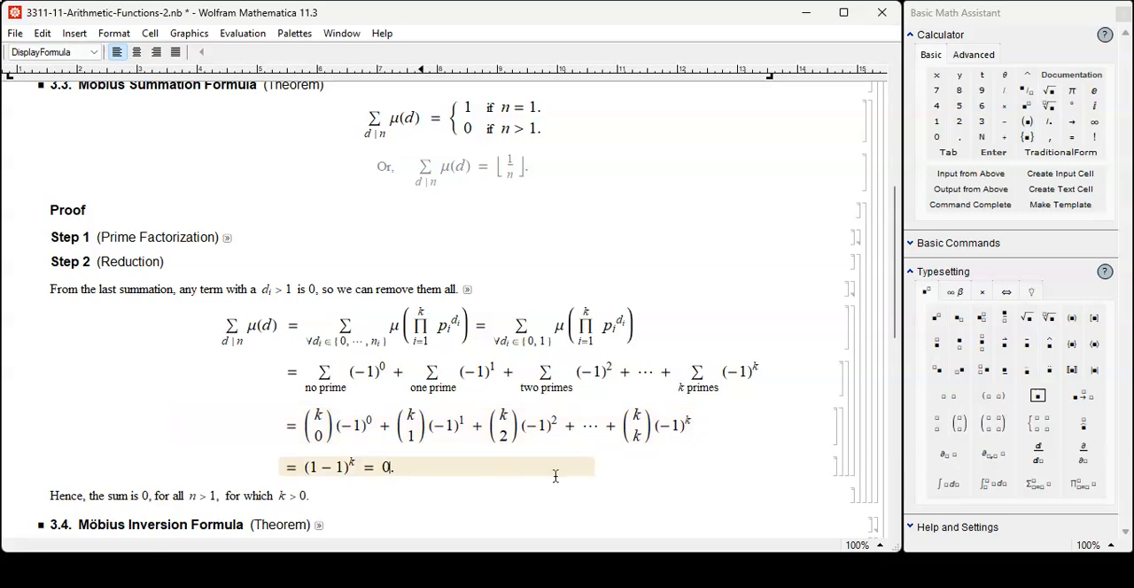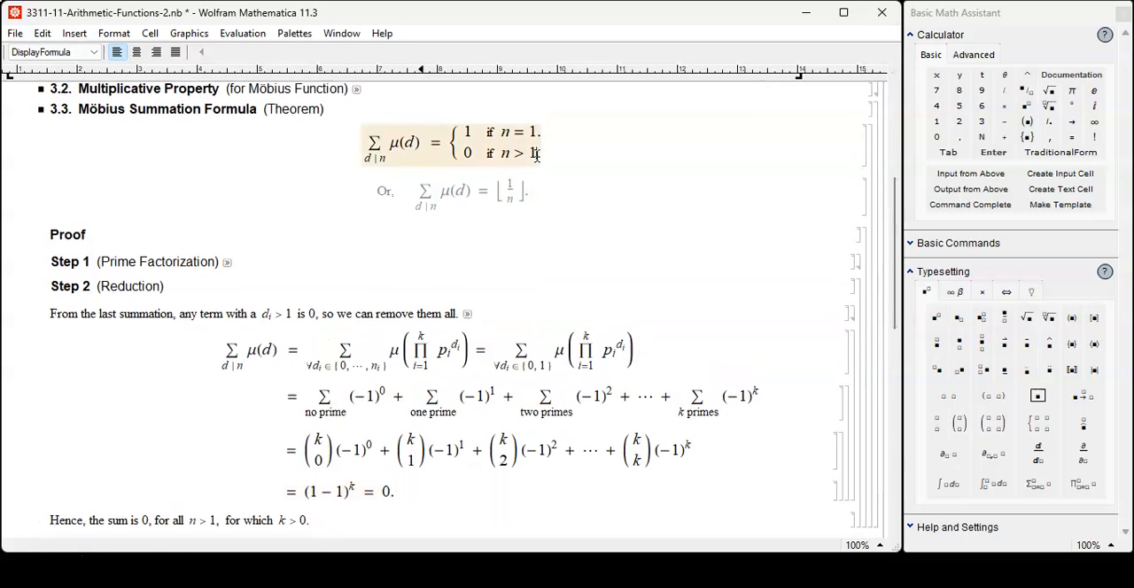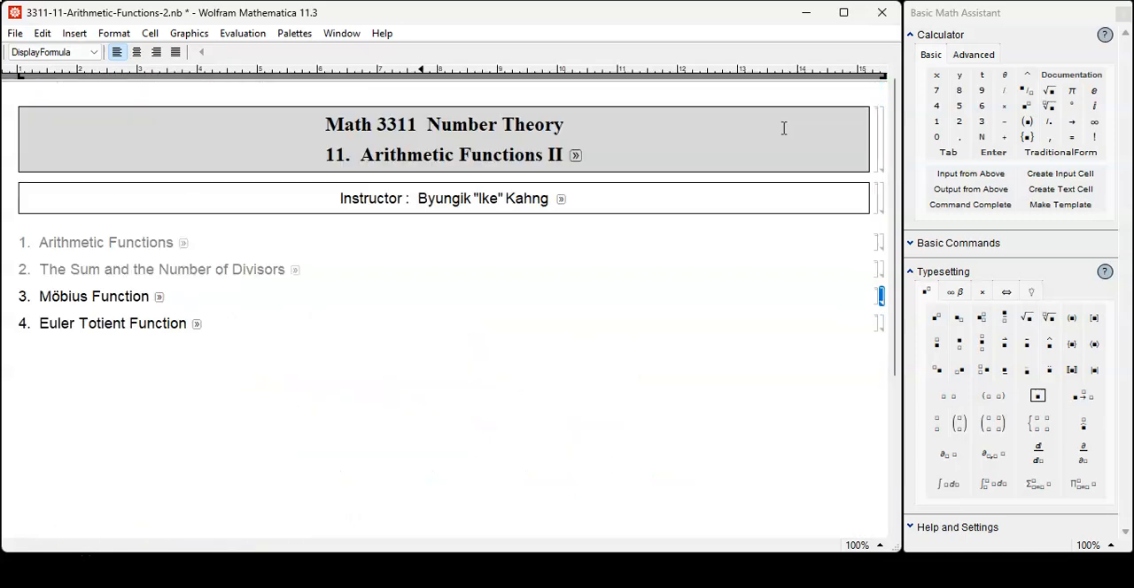And if you use the binomial theorem, you're going to get (1 minus 1) to the k power, and that's 0. So the conclusion: we always get the summation equal to 0 for all non-trivial cases. The trivial case is n equals 1, in which case we don't have any factorization at all. In that case, we have the first line. Otherwise, all 0. That completes the proof.